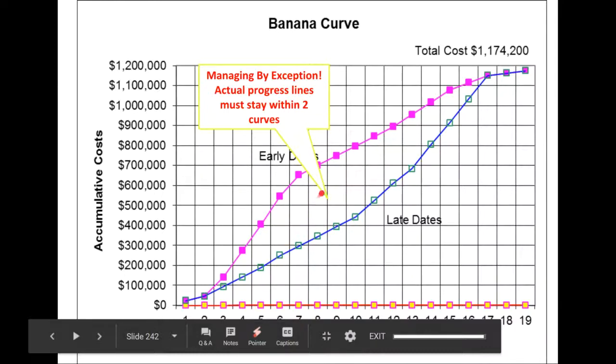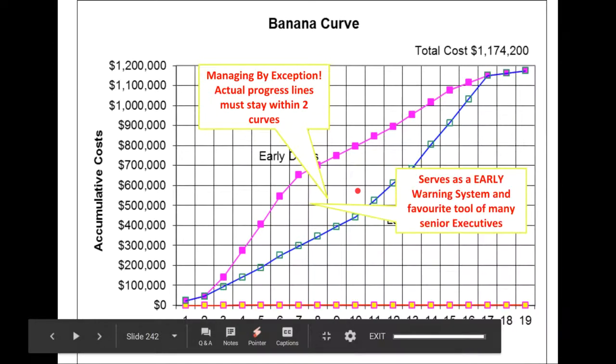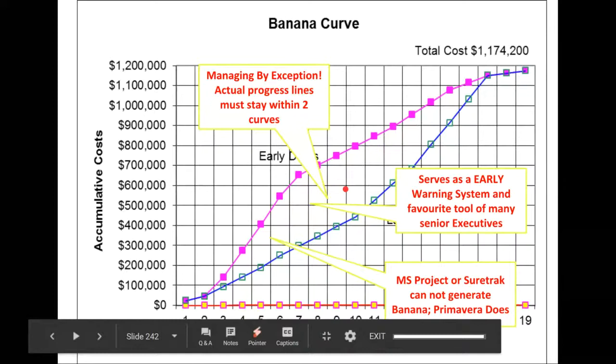Management by exception usually means that senior management would ignore the minor fluctuations in the project, as long as the project is staying within the two layers of the banana. But as soon as you overrun either the top layer or the bottom layer, that would trigger a management by exception response. The second point being made here is that it serves as an early warning system, and it's a favorite tool used by many senior executives. In a visual manner, they can track the project.